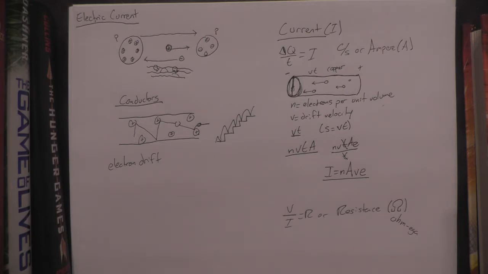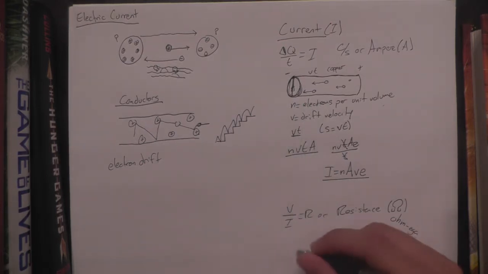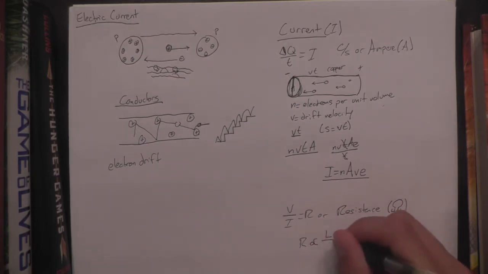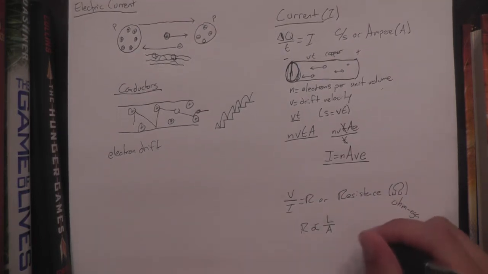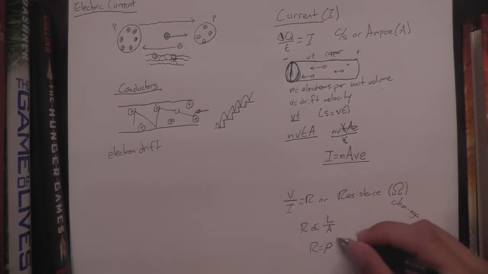Anyway, so that's the resistance. The resistance is basically how resistive a certain conductor is to the flow of current. We can also relate resistance to cross-sectional area and length. We know that resistance is proportional to the length over the cross-sectional area. Now, the constant of proportionality for this is something that we've chosen to label resistivity. So resistance equals resistivity, which is represented by this little symbol rho here, times the length over the area.